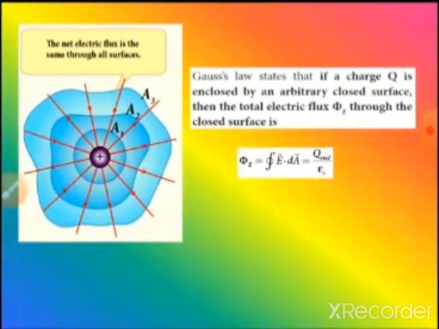This is our equipotential surface. Already we studied equipotential surfaces in the previous class. Okay, so this is our Gauss law statement, a repeated important 2-mark question, students.